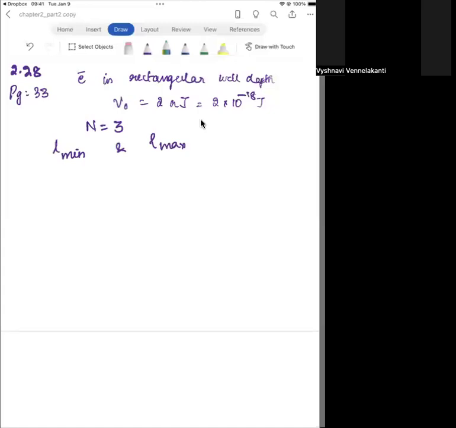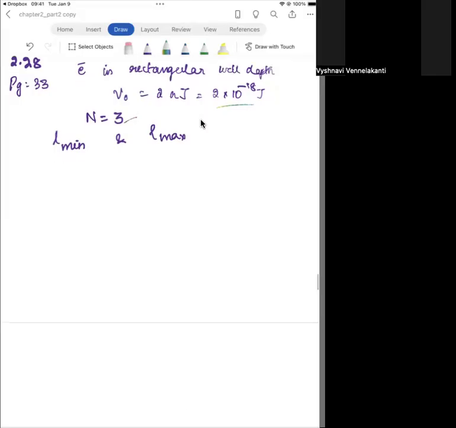So in this question, we are looking at an electron in a rectangular well with a well depth of 2 attojoules, which is 2 times 10 to the power of minus 18 joules. It also states that there are 3 bound levels. Our goal is to find the minimum and maximum possible widths of this well, Lmin and Lmax.